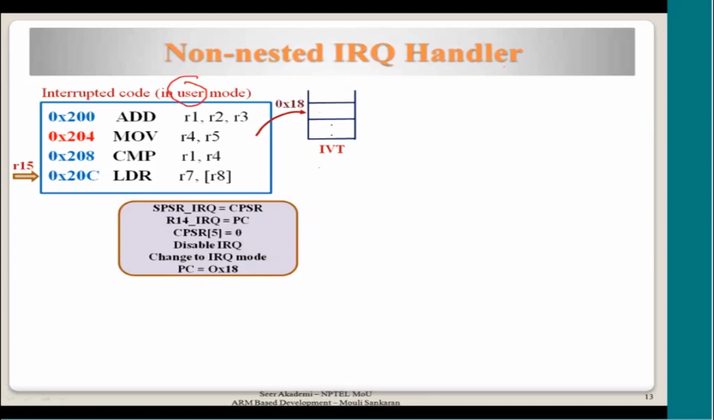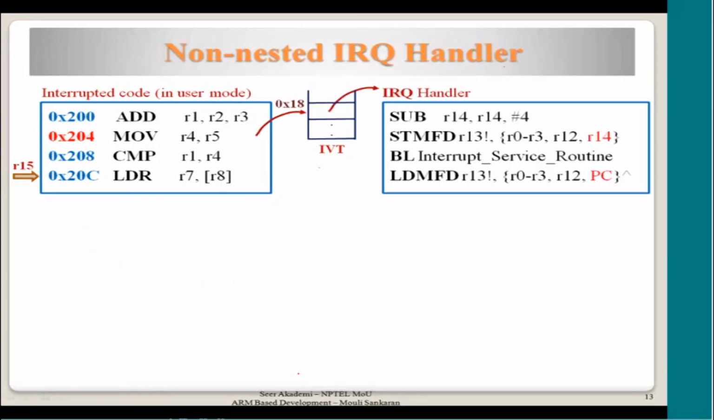What is there? This is the branch instruction to handler. Okay, somewhere some handler is there. So branch to handler happens. Now I think all of you are clear about this. I don't have to restate that. Now let us go to handler.